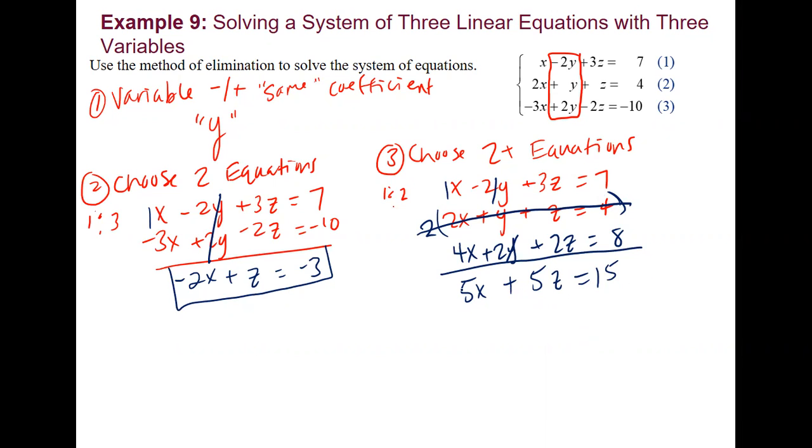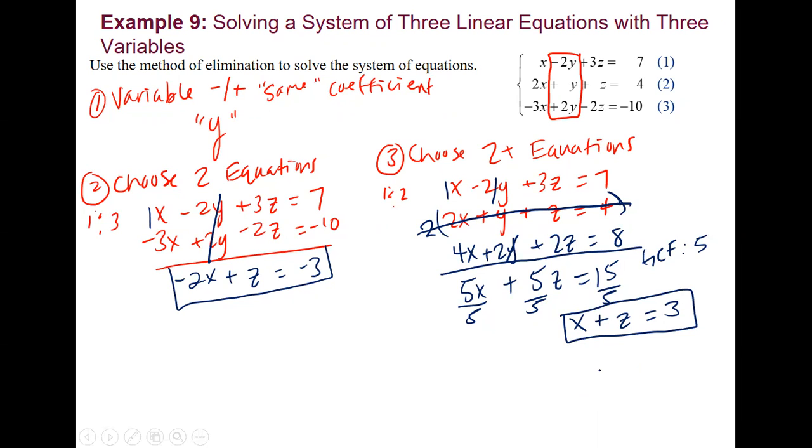Okay, this is an occasion where I can see that there's a common factor. So there's a GCF here. When there's a GCF, I use that to make it a smaller equation to work with. My GCF here is 5. So I can divide everything by 5, so this comes down to being x plus z equals 3. Are we comfortable with that? Not everyone will have a GCF. If there wasn't a GCF, then you would just stop. Questions on step 2 and 3?